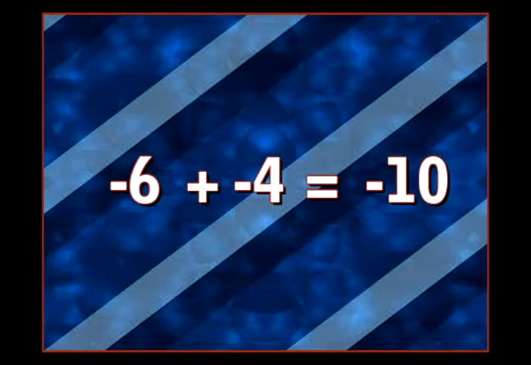-3 plus -5 equals -8. This works for other numbers as well. -6, the absolute value is 6. -4, the absolute value is 4. So -6 plus -4 equals -10.